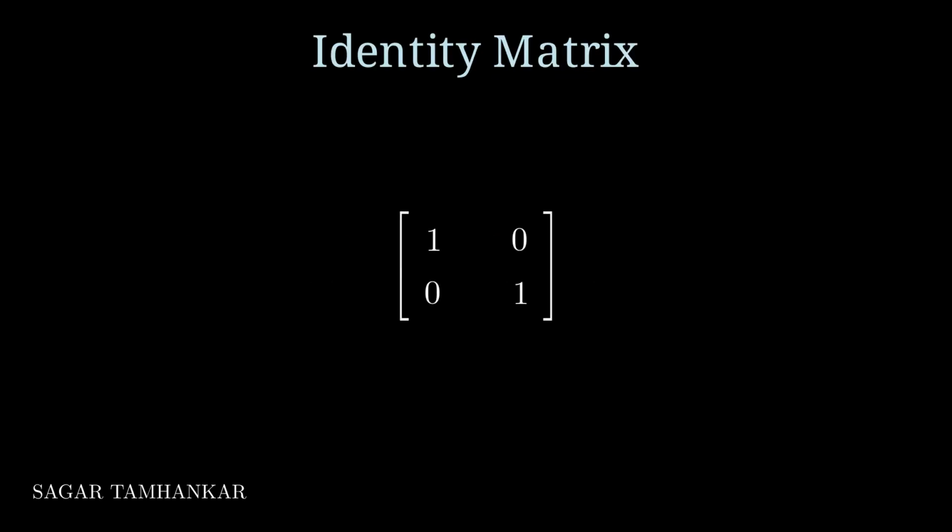This is the identity matrix. It behaves like the number 1. Multiplying by the identity matrix leaves a matrix unchanged.